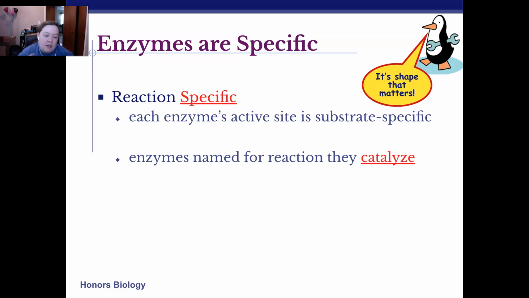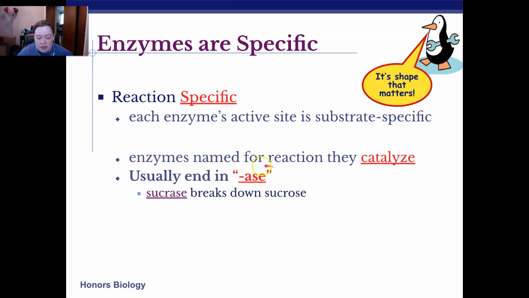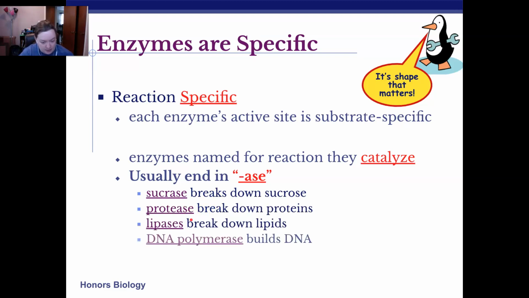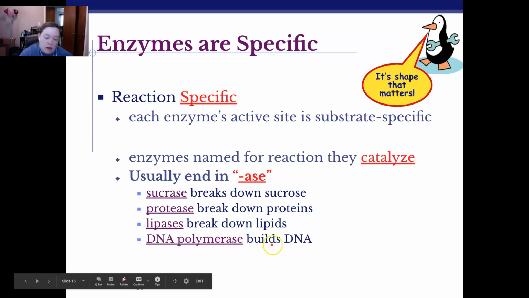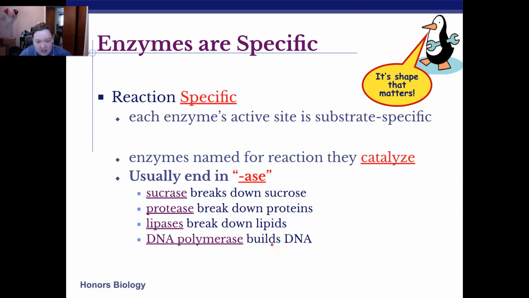And they are typically named for the reaction that they help catalyze. So what that means is, let's look at a couple. Typically, the name of the enzyme is going to end in ASE. So an enzyme that breaks down sucrose is called sucrase. We know it's an enzyme because it ends in ASE and it breaks down sucrose. So it's usually named for what it does and ends in ASE. Protease breaks down proteins. Lipase breaks down lipids. DNA polymerase builds DNA. So they get their name for what they do, and most often they end in the letters ASE.